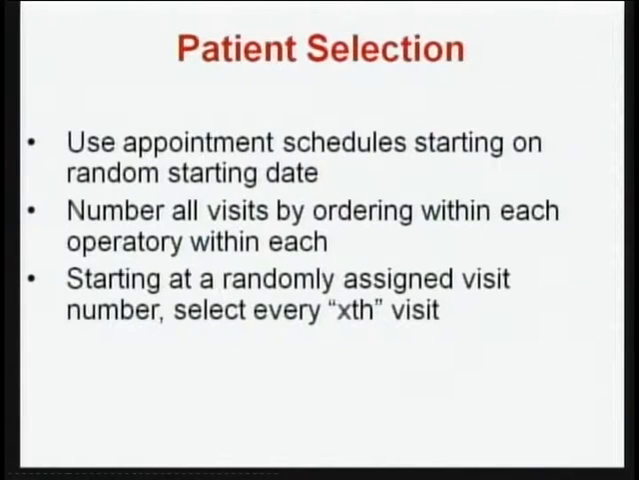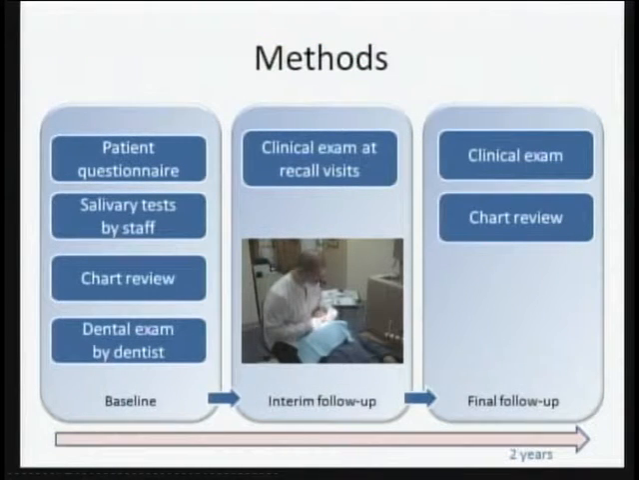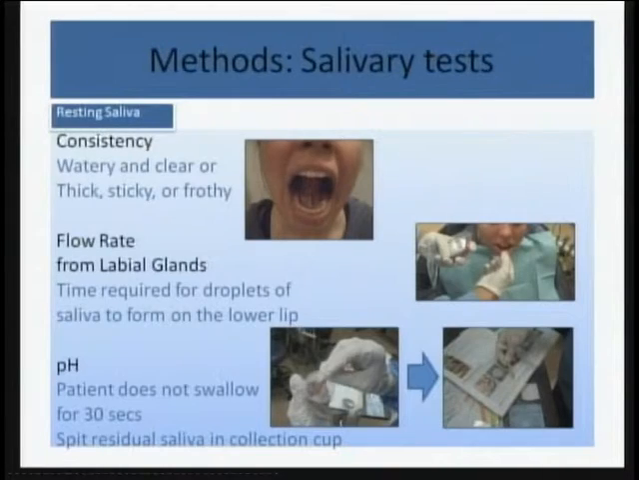Going back, you know that you randomly selected patients, and this was one of the studies in which we learned how to select patients. So there were a lot of learnings from this second study that applied to other studies and selecting the X number of patients. These are the methods. The patient filled out a questionnaire. The staff did the salivary test that was blinded to all of you, as you know. We reviewed the chart. The dentist performed an examination. That occurred at the baseline visit. And then at recall visits, there were exams. And then again, at the final follow-up, at the two-year time point, it was the end of the study, we did a chart review and more clinical exams.